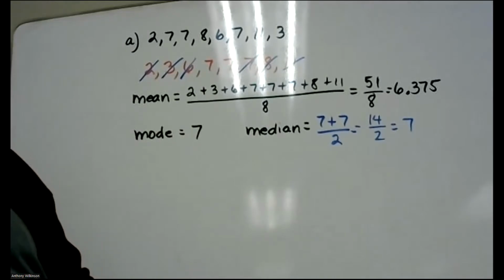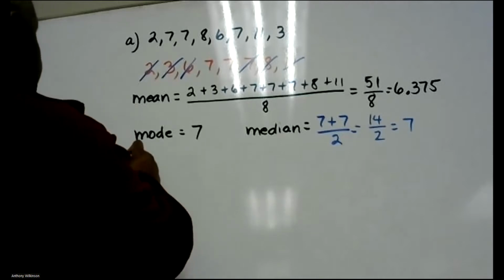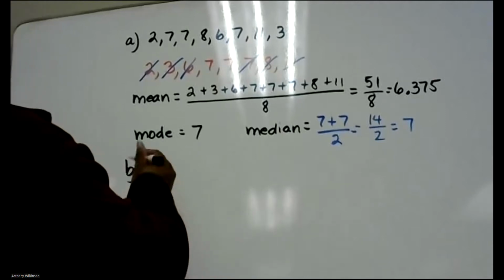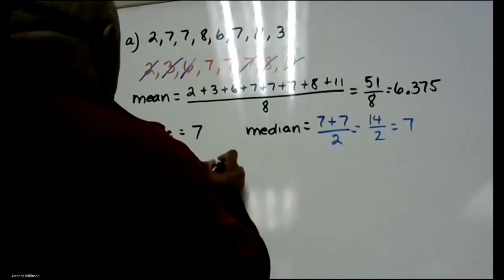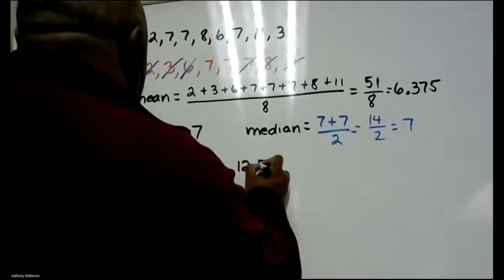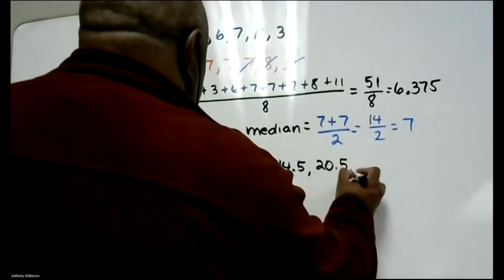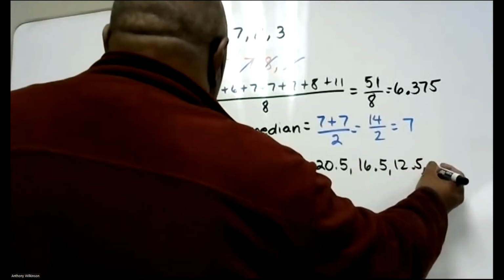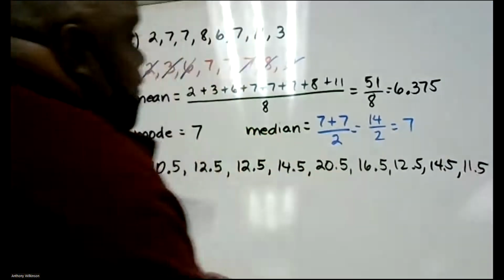All right, let's see here. Let me do part B, because this one has an odd number of data values. I probably kind of gave that away. Okay, we got 10.5, 12.5, again 12.5, 14.5, 20.5, 16.5, 12.5, 15.5, and 11.5.